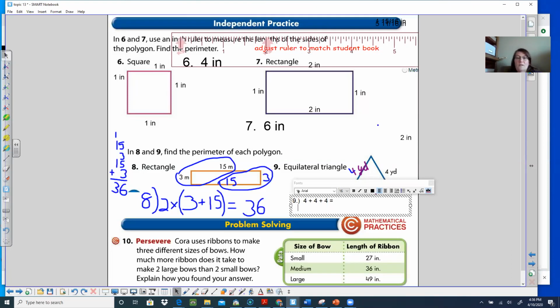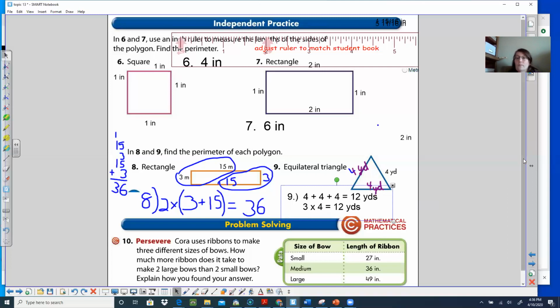My other method is I have 3 sides and each of them is 4. They will both get me the same answer of 12 yards. And I'm going to put a D on the end, or an S on the end of that. So it's okay if you don't write both. You do need to write one of them, though. They are both valid strategies for finding the perimeter of an equilateral triangle.